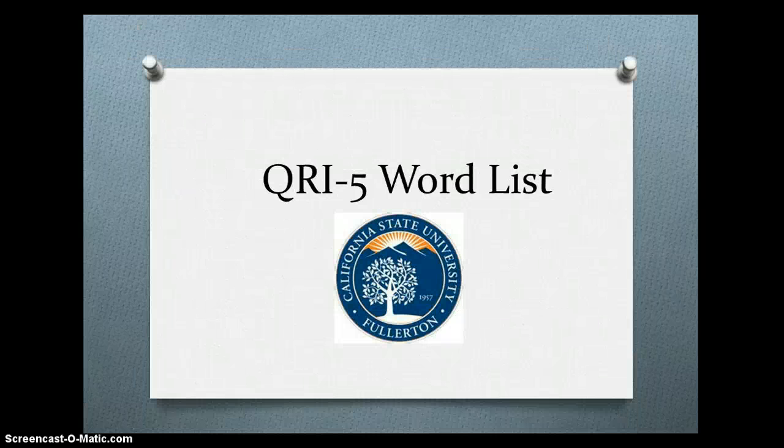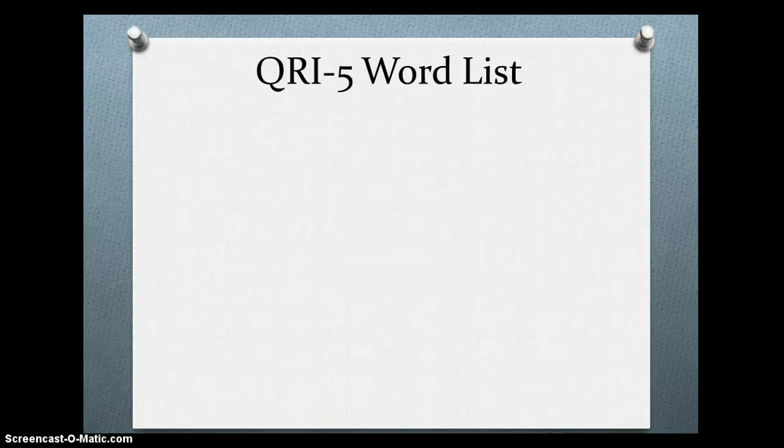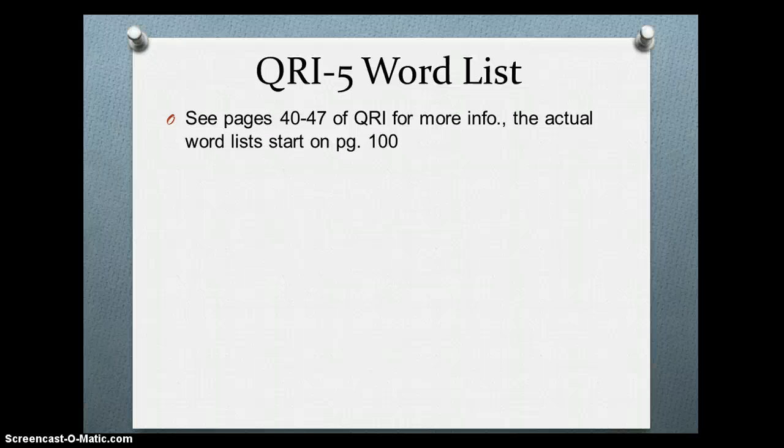All right, moving on to the QRI 5 word list. This is the last topic I want to cover. You will be giving this word list this week, and it will help you prepare for your last session where you are giving the QRI 5 in both narrative and expository. So the word list will let you know what level of passage to give your student at your final session. So please see pages 40 and 47 of the QRI for more info.